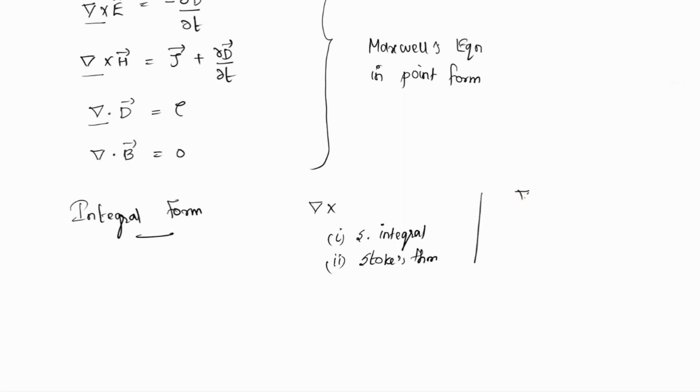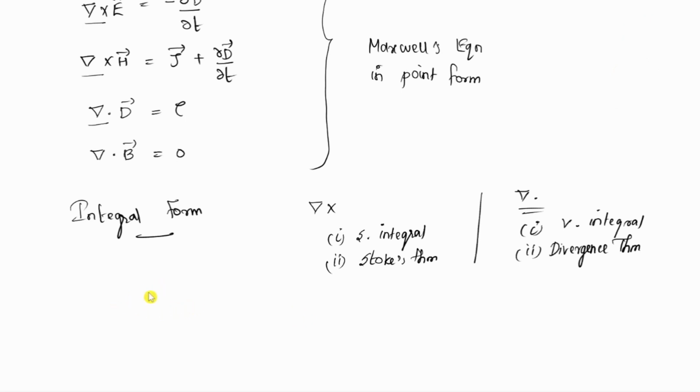Suppose the equation contains a del dot term in it, okay, then the two-step procedure involves, first we have to take volume integral, okay, then we have to apply divergence theorem. Now let us see it one by one.